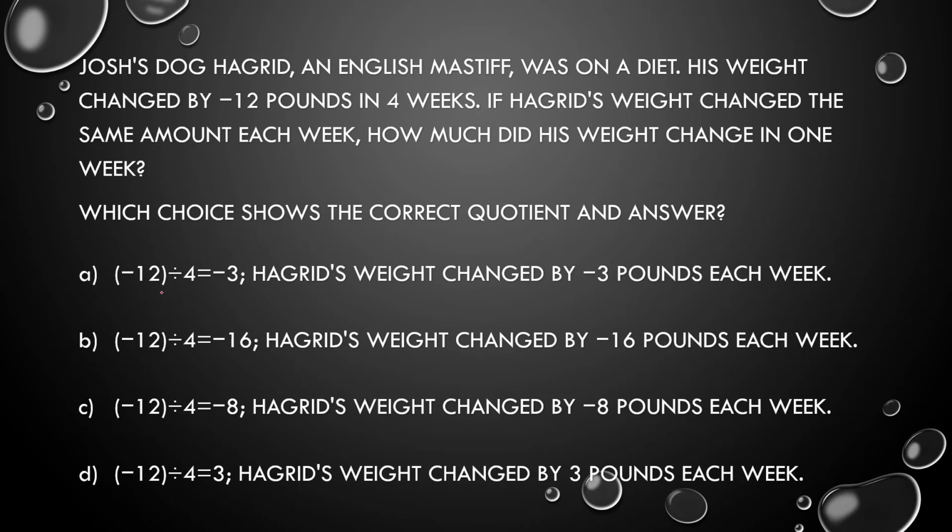Every single one of these number sentences has a 12 divided by 4. 12 divided by 4 is 3. So these two, where I have the 16 and the 8, cannot be it. And then think about the context that we're given here. I know that Hagrid's dog is losing weight, so would a positive 3 or a negative 3 represent a loss of weight? Hopefully you're saying negative 3, right? A negative 3 would represent weight loss.